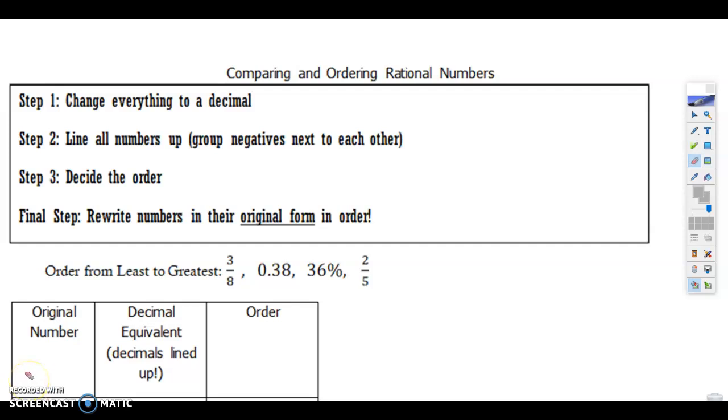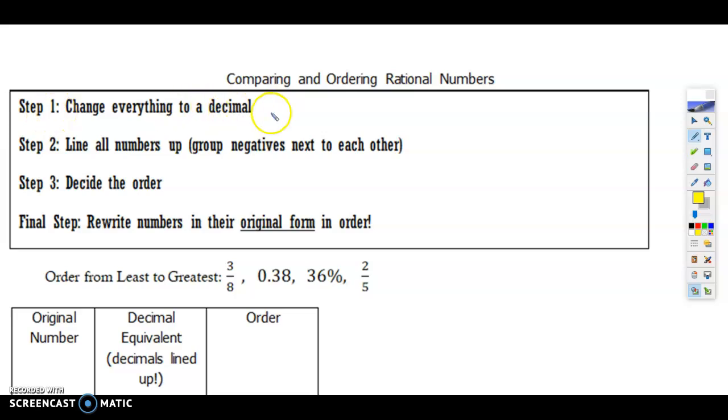Okay guys, so today we're going to compare and order rational numbers. Now that you know how to convert everything to a decimal, we're going to put them in order least to greatest or greatest to least. So step one is to change everything to a decimal.